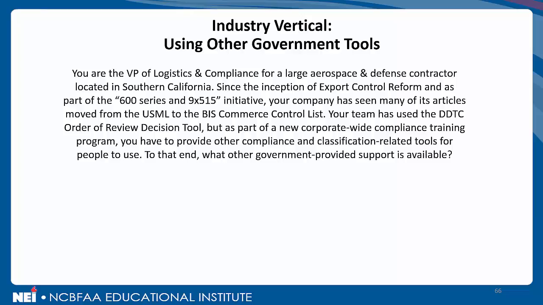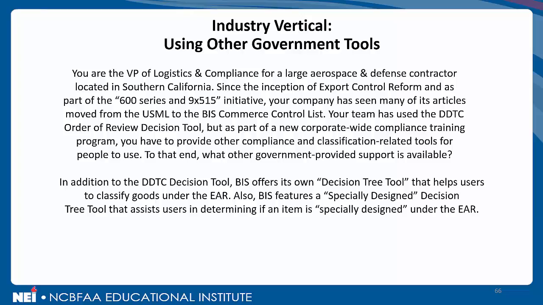Well, let's think about it for a second, but a brief second, because we just went over this a moment ago. Let's see what we have. In addition to the DDTC decision tool, BIS offers its own decision tree tool. BIS falls under the Department of Commerce. They have their own decision tree tool that also helps users to classify goods under the EAR. BIS features a specially designed decision tree tool that assists users in determining if an item is specially designed under the EAR. We'll talk about specially designed moving forward too.